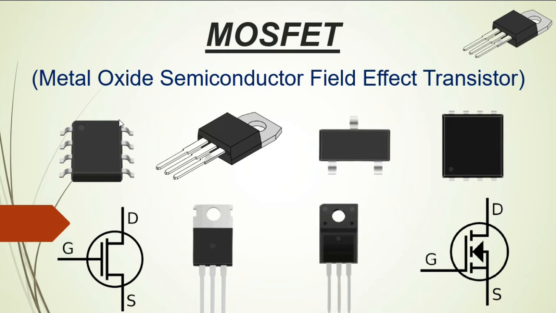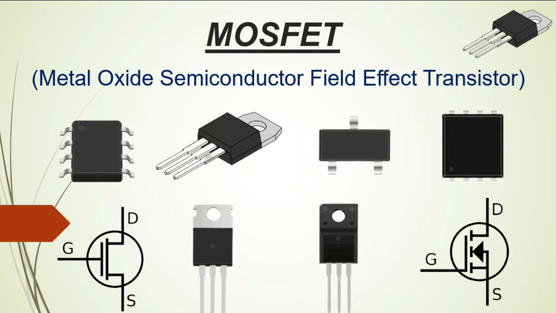So this is a MOSFET with 8 terminals or pins. As you see, this is the first, the second, the third, the fourth, pin number 5, pin number 6, pin number 7, and pin number 8.